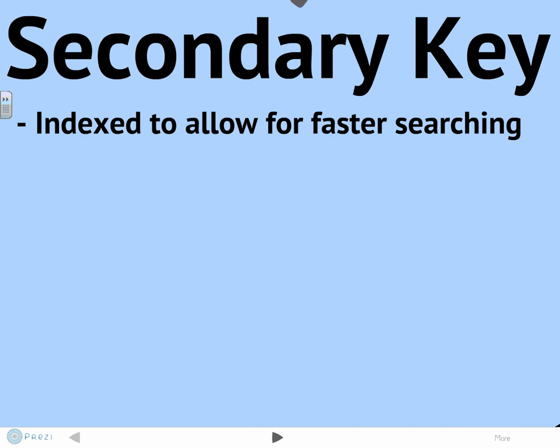A secondary key is indexed to allow for faster searching. That just basically means that the database recognizes that you're probably going to be searching using this quite a lot, so it holds it all usually quite close to main memory. Or the algorithms are optimized in a way that if you search by surname, I'm more likely to search by surname than I am by telephone number. So the database is optimized, it's indexed, to allow me to search by surname. If I want to search by telephone number, it will probably take a bit longer because it's not optimized to do that. It hasn't been indexed.